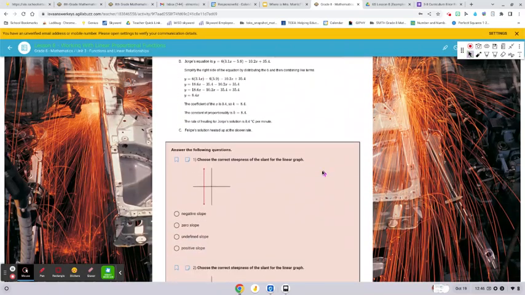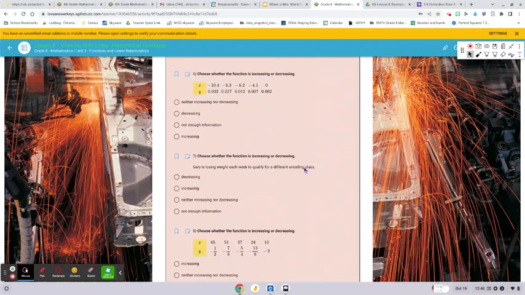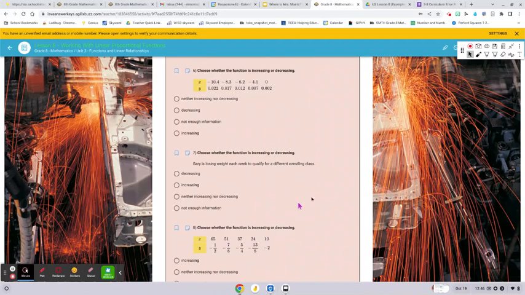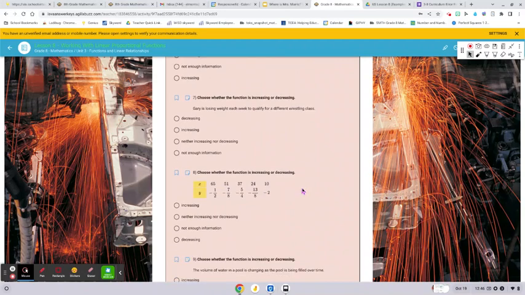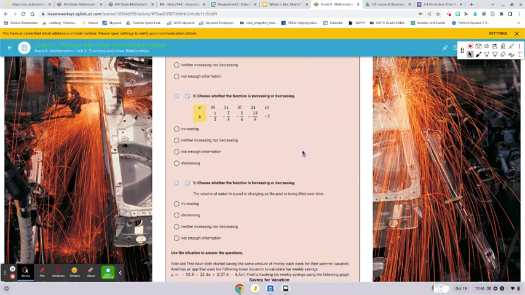All right. So all of this I know you can do. And so let's take a look at if it's increasing or decreasing. And I'd like to start working number 7. Choose whether the function is increasing or decreasing in this scenario. Gary is losing weight each week to qualify for a different wrestling class. So if he's losing weight, as the weeks go on, as the weeks increase, Gary is losing weight, which is decreasing. So he is decreasing. That makes the function decreasing.